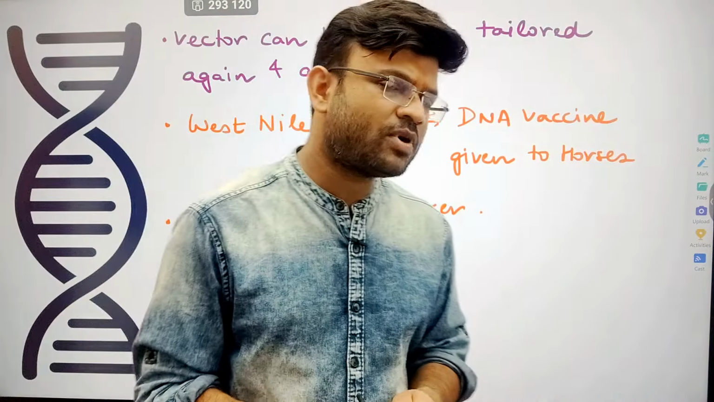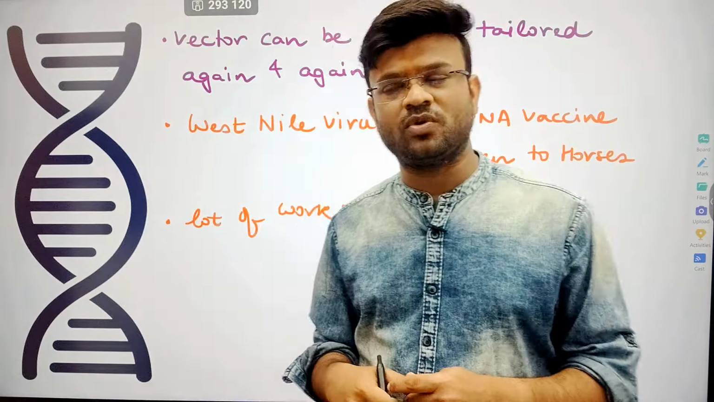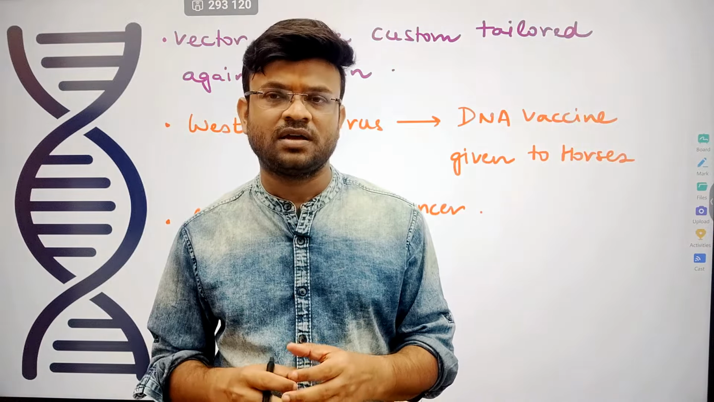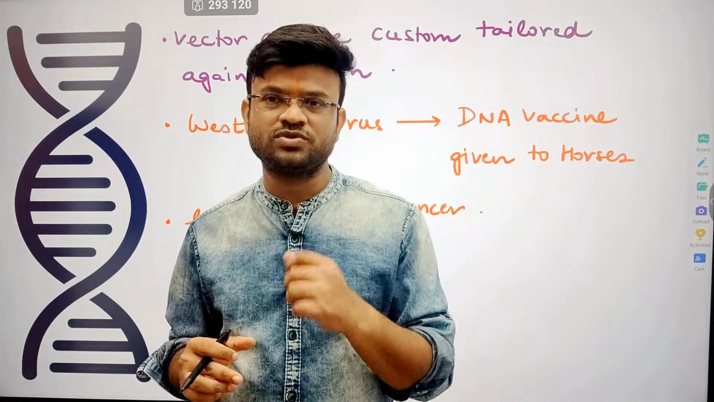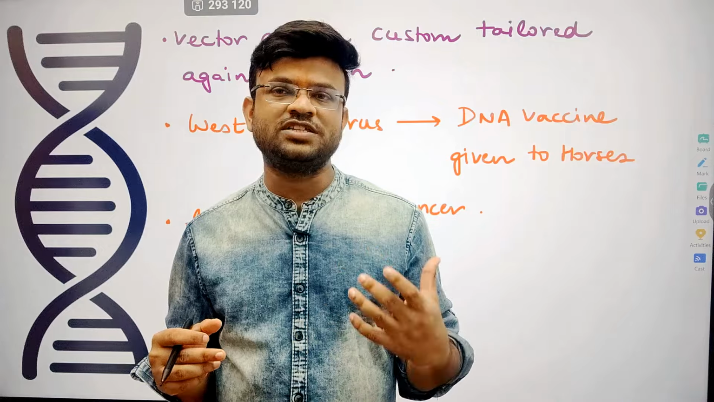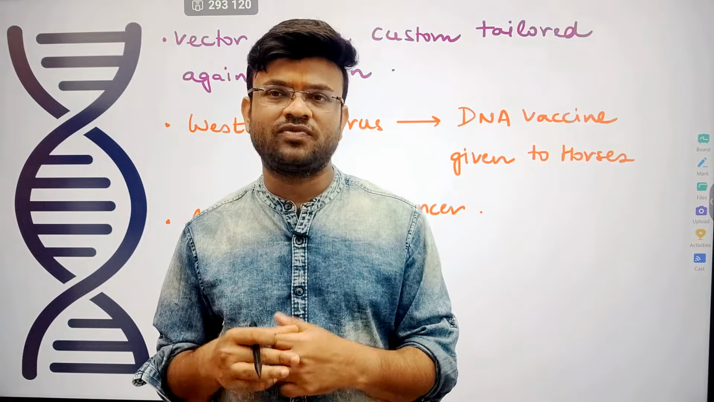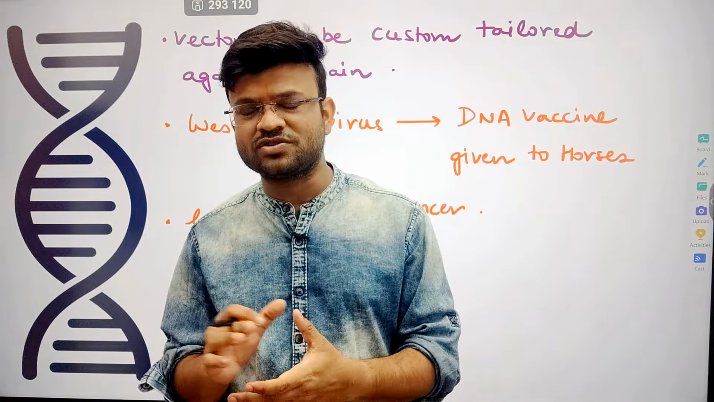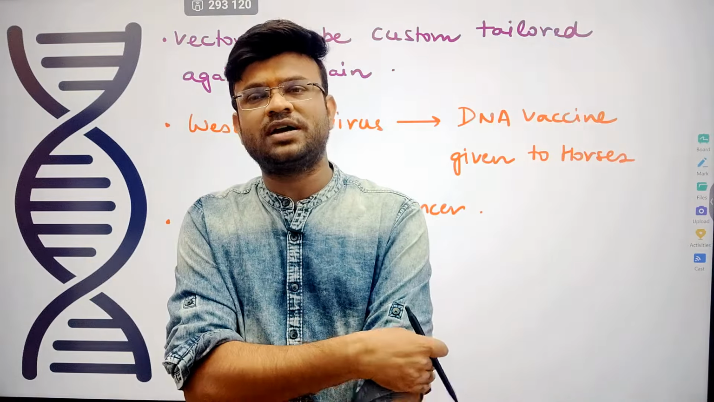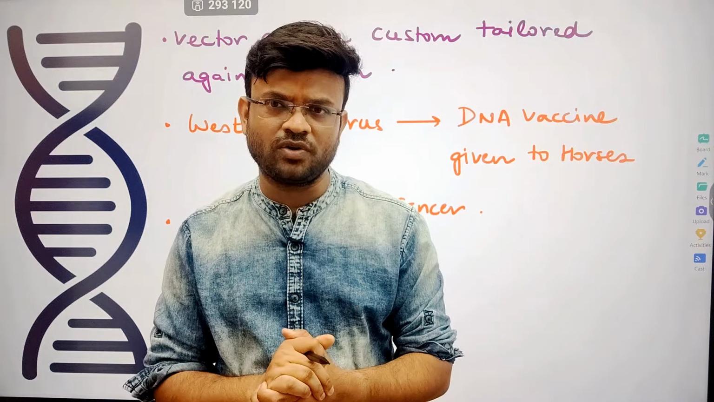So this was all about the DNA vaccine. I've told you on which organisms, basically against rabies, against influenza, these DNA vaccines are used. Apart from that, I have also given you an idea of the principle and the mechanism of DNA vaccines, and the applications of DNA vaccines. I've given you everything.